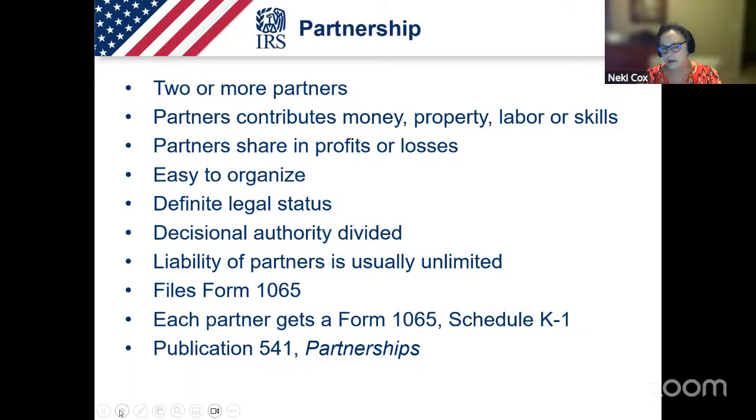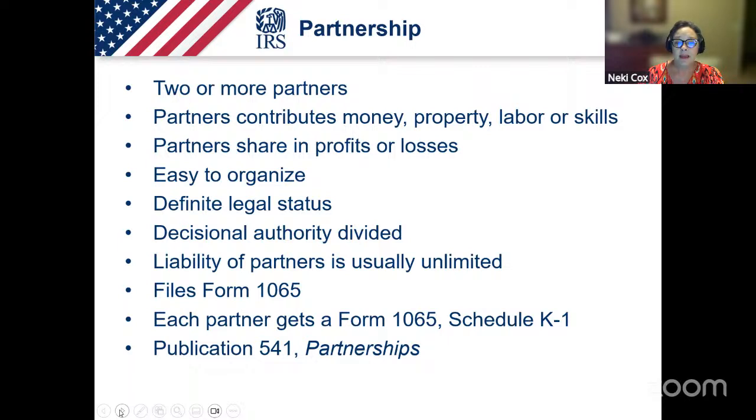Okay, so now we're going to move on to partnership. The second type of business organization is a general partnership. This is a relationship between two or more people who come together to carry on a trade or business. Each person contributes money, property, labor, or skills, and each expects to share in the profits and losses of the business. There's no limit as far as how many people can join in a partnership. Advantages are that it's easy to organize, it has a definite legal status, and it may have greater financial strength than a sole proprietorship.